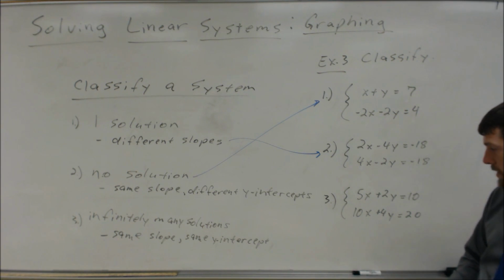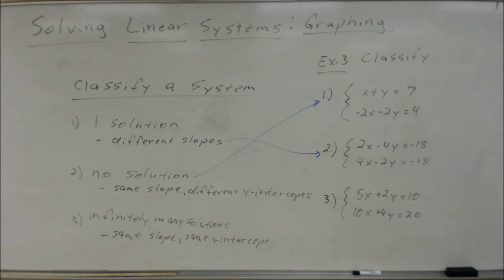I'm sure you can guess which one this one's going to be. But let's look at the line. Move my 5 over. Move my 2 over. Slope is negative 5 halves. Here, move my 10 over. Move my 4 over. Remember, we're subtracting the x stuff. We're dividing the y stuff. I get negative 5 halves again. So the slopes are the same.